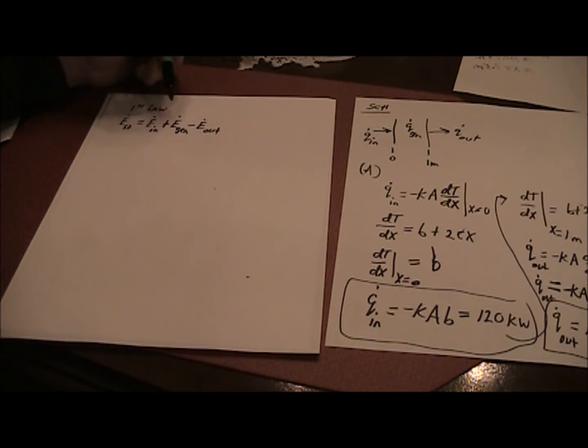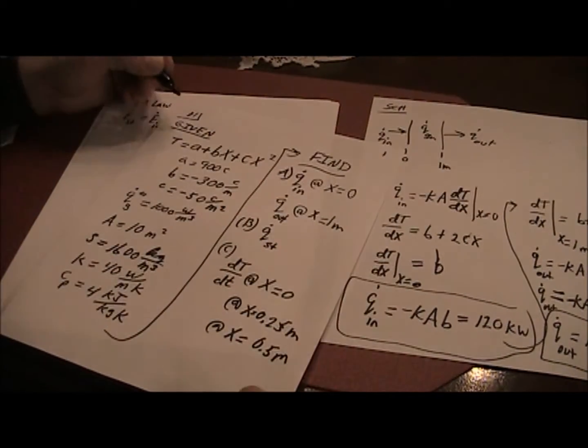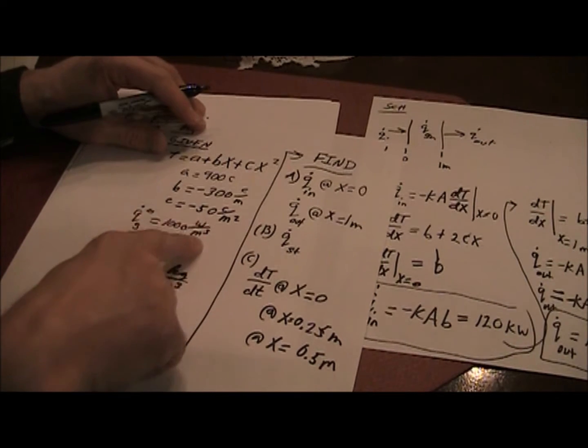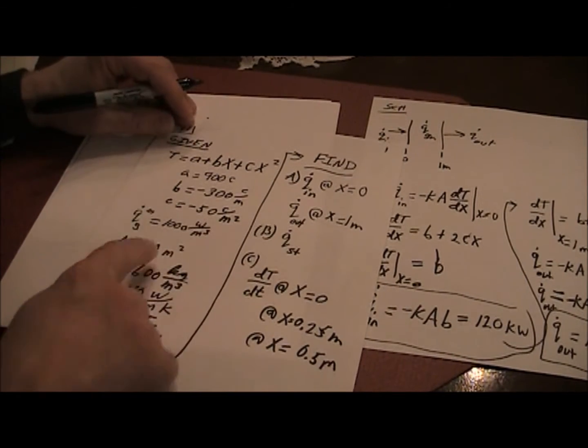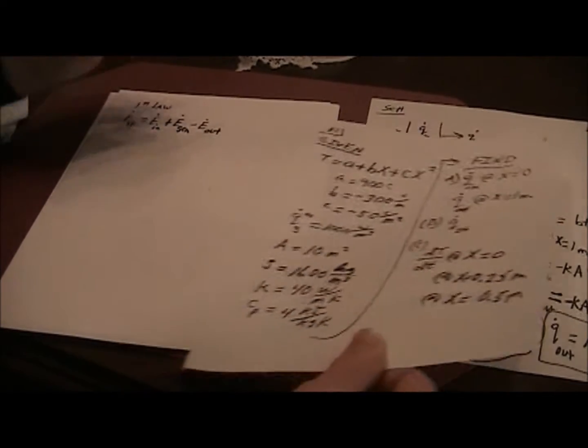Okay, so the question, we already have energy in, we have energy out, so we just need to calculate energy generated. And if you look back at what's given, let's see, Q dot generated was 1,000 watts per meter cubed. We got the area, we know the length, so we can calculate the volume and get Q dot generated.